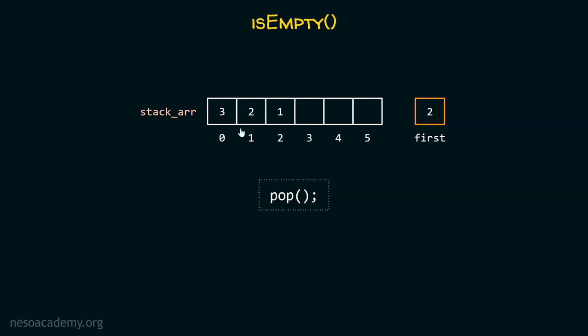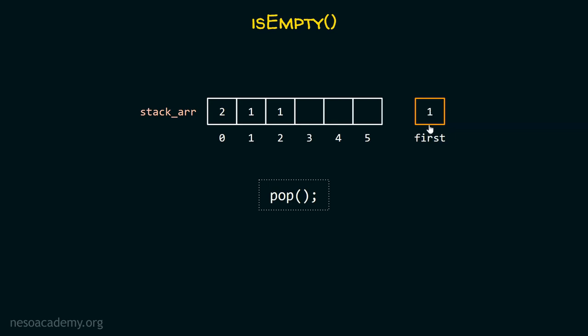First, it shifts this element towards left, so this becomes 2. And then it shifts this element towards left, so this becomes 1. In this way, the topmost element gets deleted. After this, the value of the first variable will get decremented by 1. Isn't that so? This is what the pop function does. It simply decrements the value of the first variable by 1.